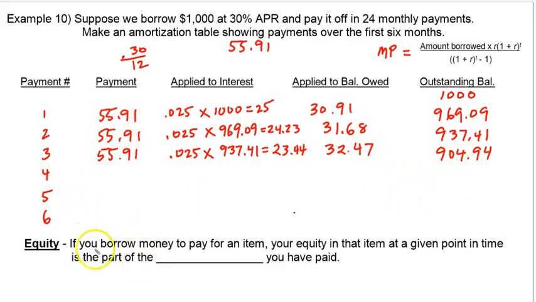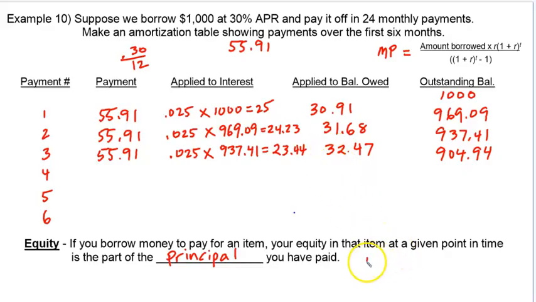Let's go ahead and define an important term when it comes to these amortization schedules. They let us see how much equity we have in our property, whatever that is. This could be a house, it could be a piece of land, real estate, a car, whatever. So what is equity? If you borrow money to pay for an item, your equity in that item at a given point in time is the part of the principal you have paid. So let's just take our example here. We wouldn't have a whole lot of equity yet in this particular case.